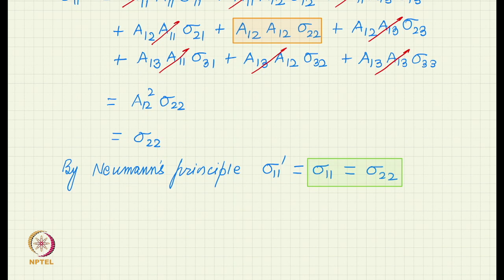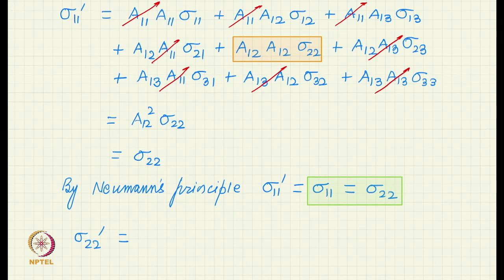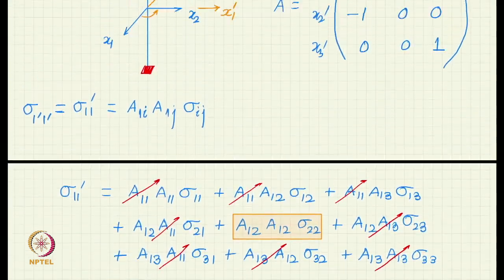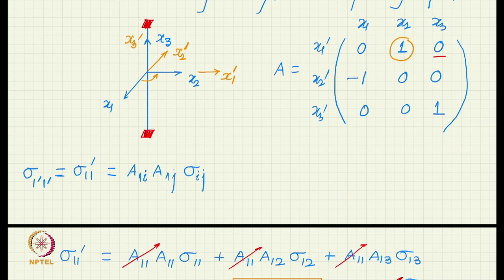What about other terms? So let us go ahead and try to write out the other terms. So sigma 2 2 prime. Now once we have done these 9 terms and we see that many terms are 0, we can directly write this carefully observing. So let us say a 2i a 2j sigma ij. 2i and 2j are elements of the second row.